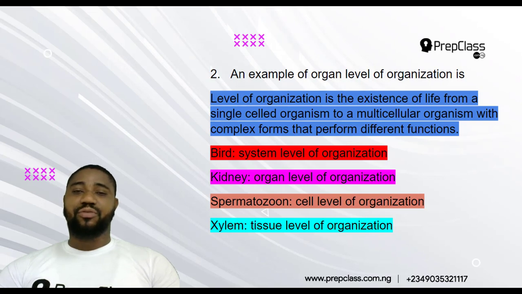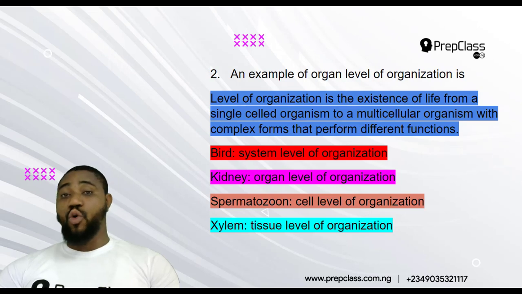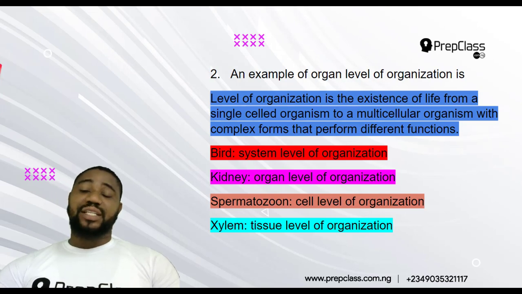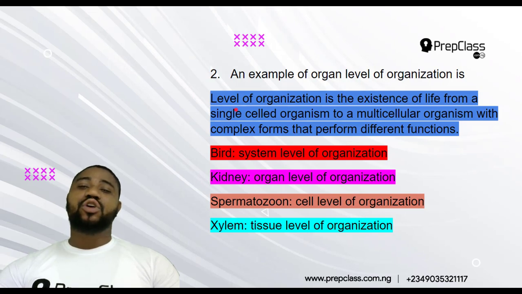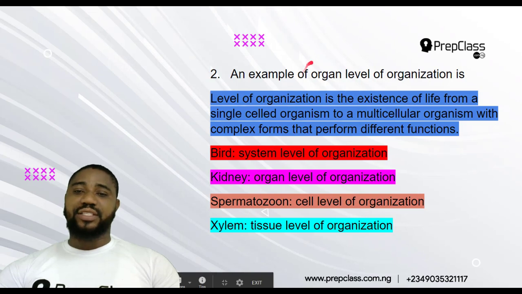Tissue came together to form organs, organs to system, then to the whole organism. So that is just basically level of organization. So they're not asking us, out of these four, which one exists in the organ level?